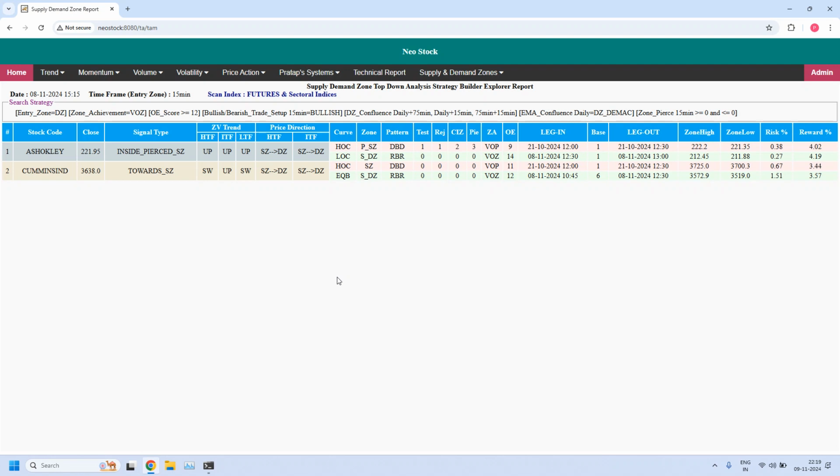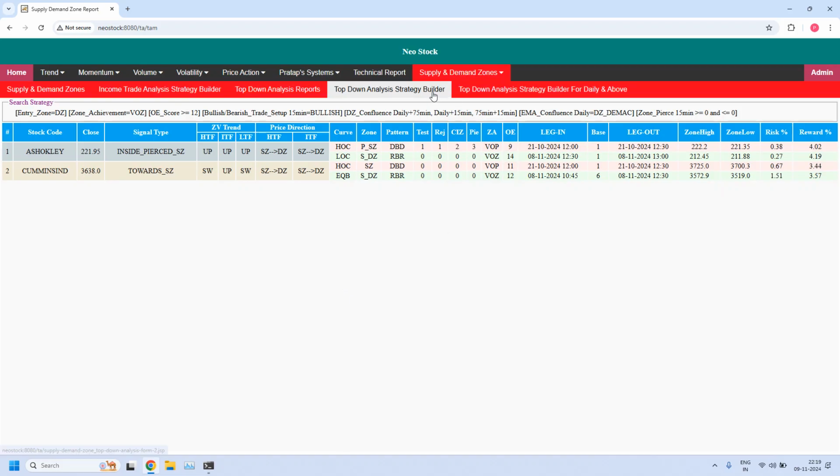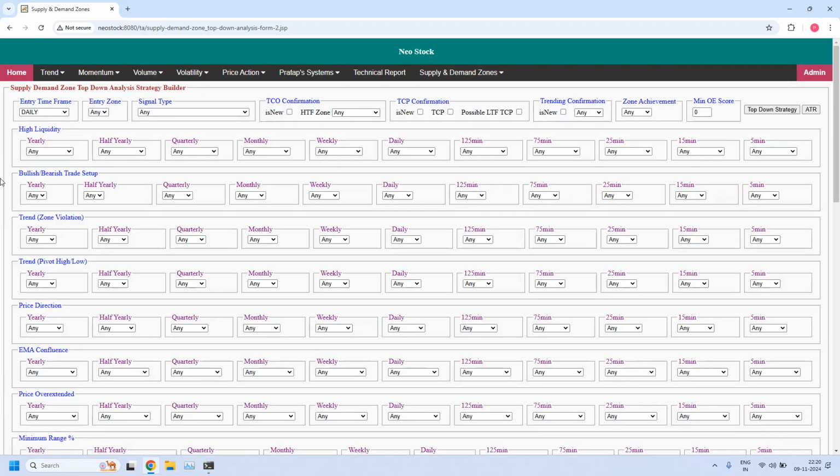Okay, this is about a bullish trade setup for daily income trade. Next, bearish trade setup for daily income trade. Entry time frame is 15 minutes. Entry zone is supply zone. In bullish or bearish trade setup, at 15 minutes entry time frame, I am selecting bearish.